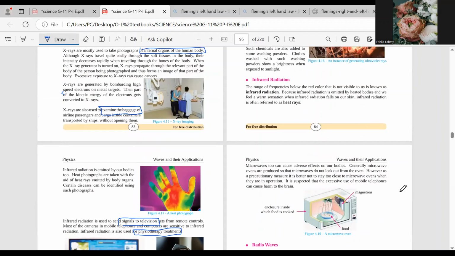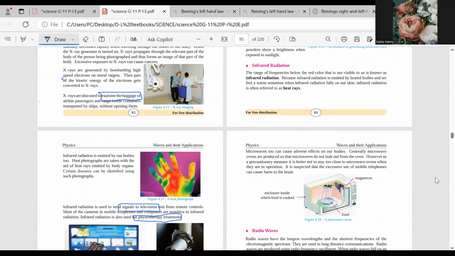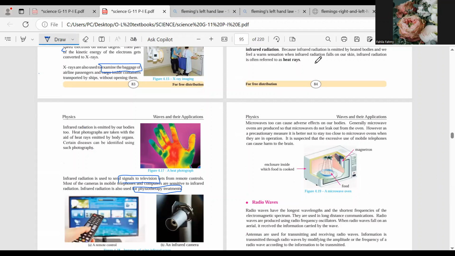Okay, so over here, I think there was a model paper where they had asked you to name these parts, right? Where the food is kept, and here is the magnetron, right? And it is enclosed. Why does it have to be closed? Now these rays are not good.